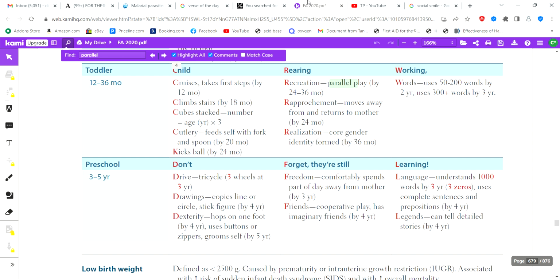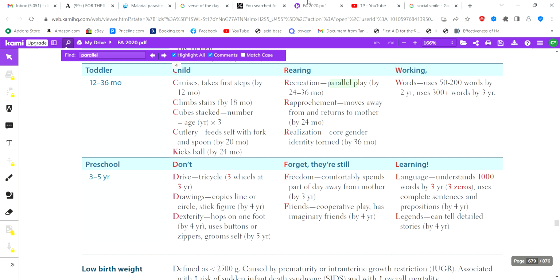Okay, preschool. A 3-year-old can drive a tricycle. For drawings, a 3-year-old can copy a line and a circle. By 4 years old, they can copy a stick figure. Dexterity: a 4-year-old can hop on 1 foot and use buttons or zippers. A 5-year-old can groom himself. Freedom: this is all between a 3 to 5-year-old.